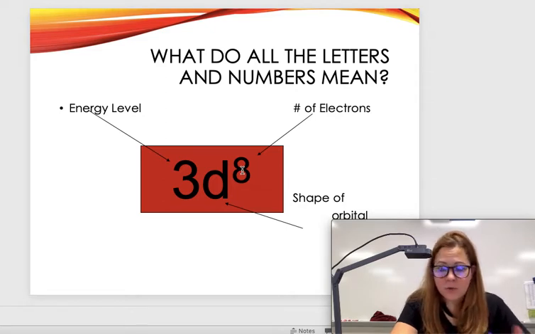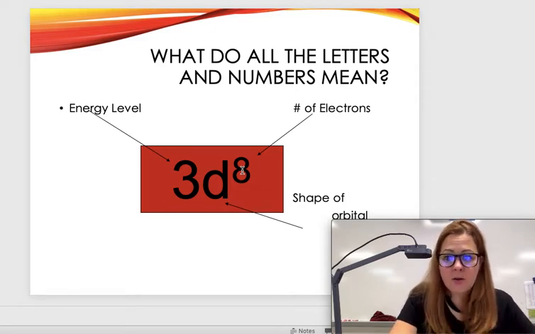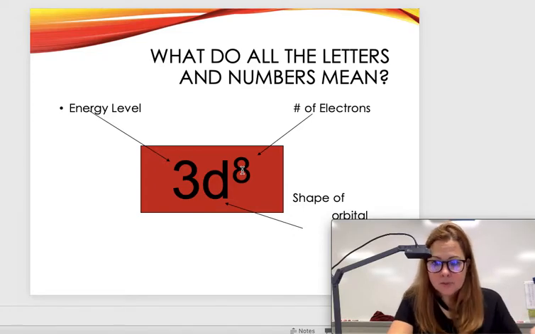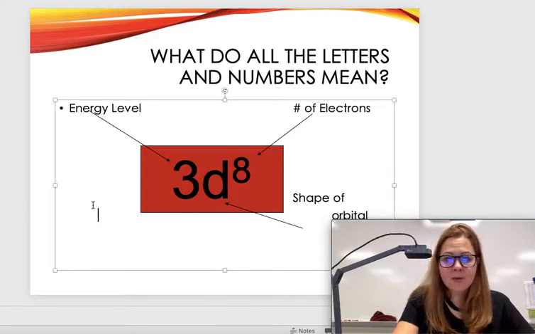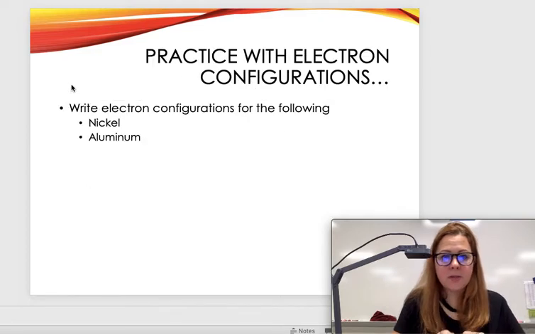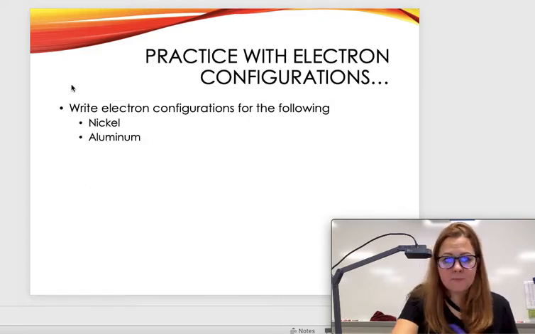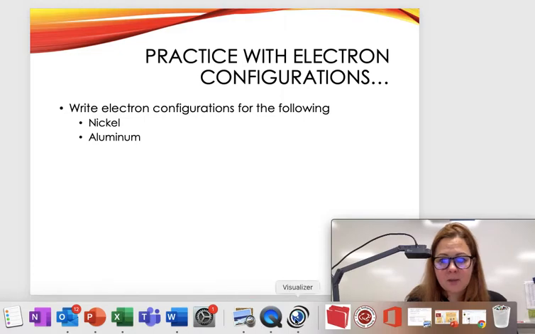So all we're doing is taking away the arrows and writing down, hey, I would have written 6 electrons here, or 6 arrows. I would have written 4 arrows here, or however many you needed to write. I have a few examples that we're going to do on these. We have nickel and we have aluminum. I'm going to switch over to my document camera.